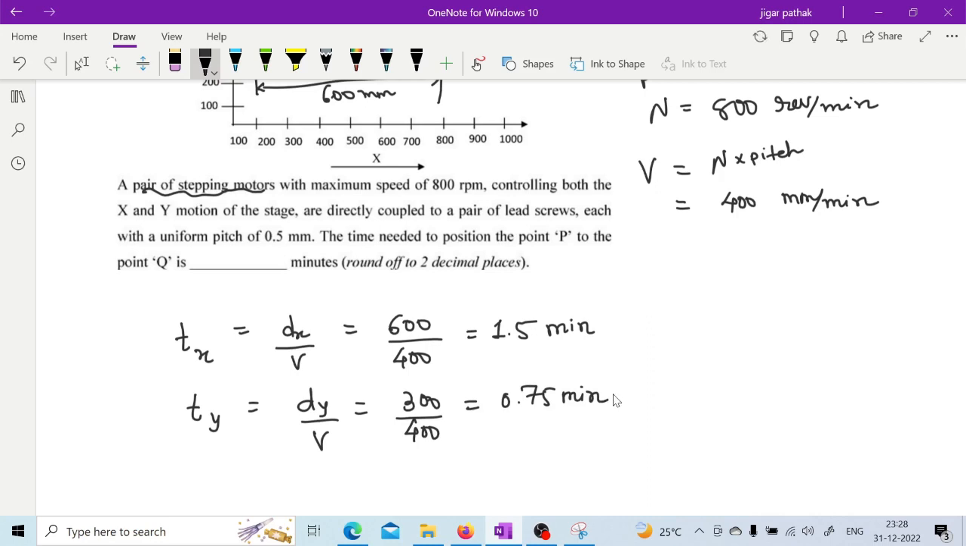So here what is going to happen is, during 0.75 minute both the motors x and y will run, and the motor in x will run up till 1.5 minute. So the time needed to position the point P to the point Q will be 1.5 minute.